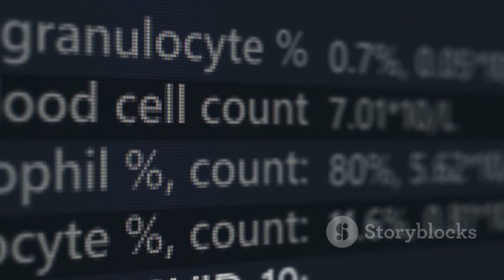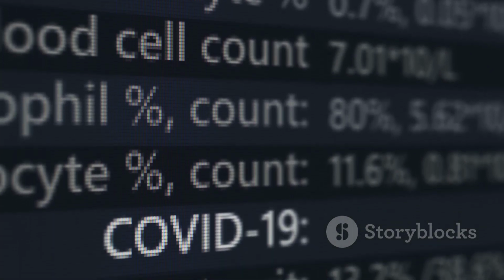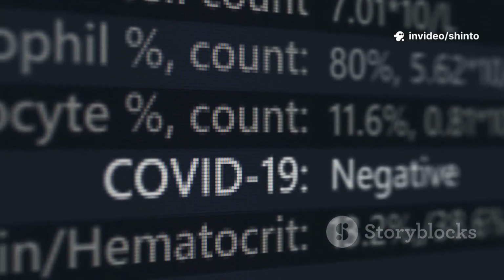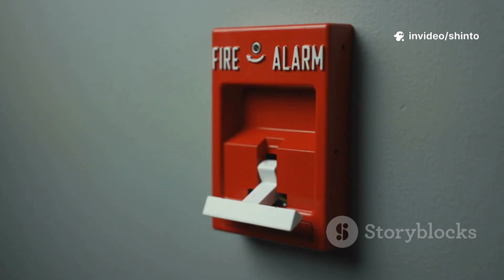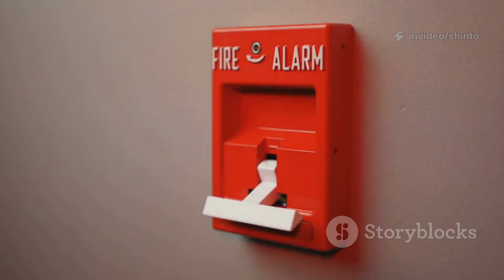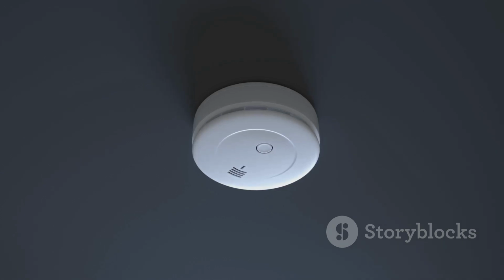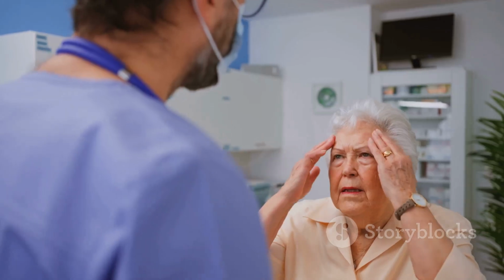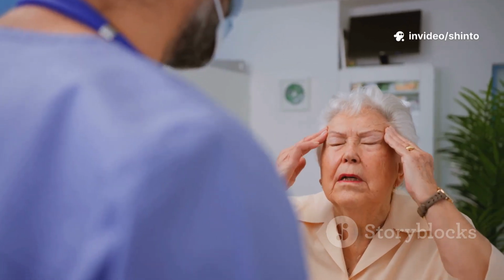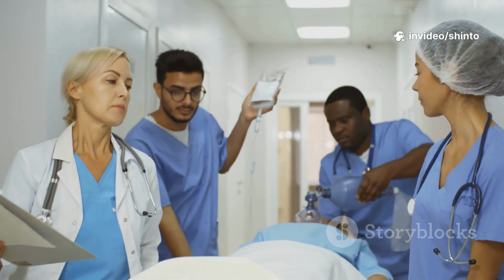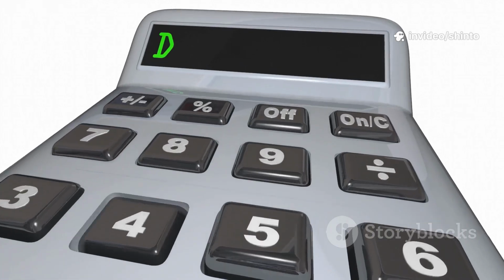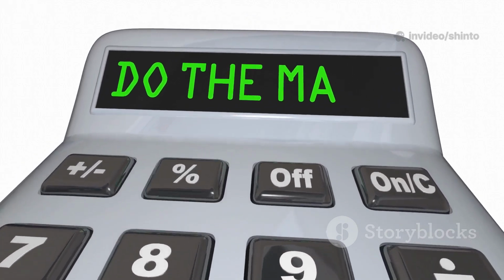True negatives. The model correctly predicts the negative class, calling a healthy person healthy. False positives. The model predicts positive, but it's wrong. A healthy person gets told they're sick. Kind of like a fire alarm going off with no fire. False negatives. The model misses a positive. A sick person is told they're healthy. That's a serious miss, especially in healthcare. Understanding these four numbers helps you calculate all the other metrics.